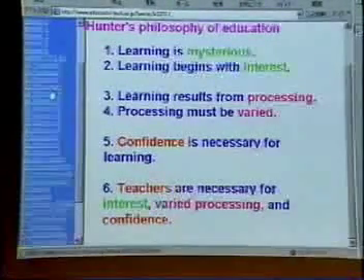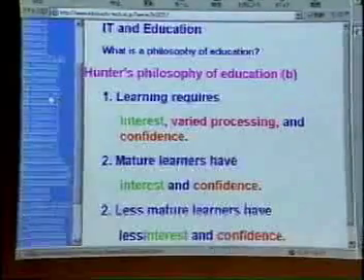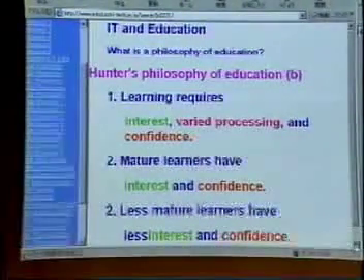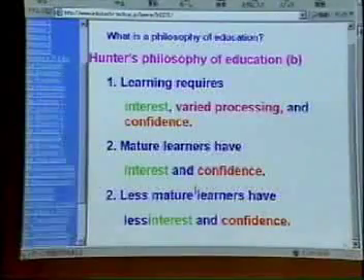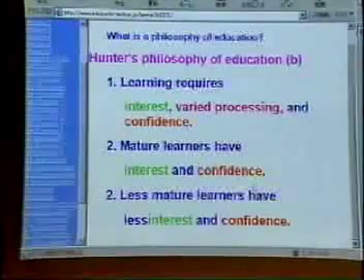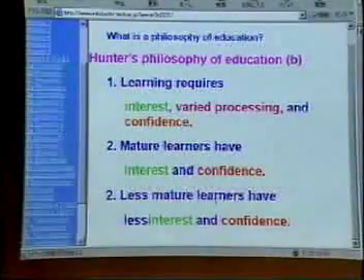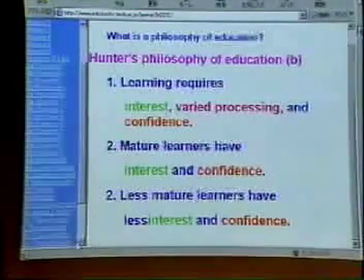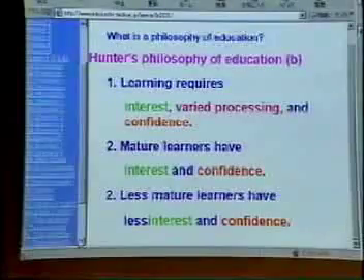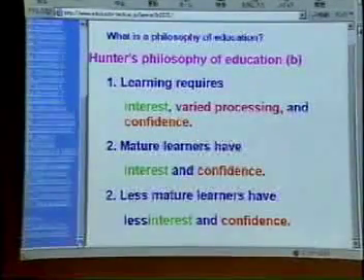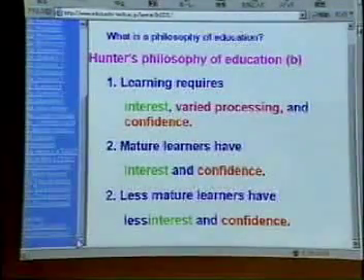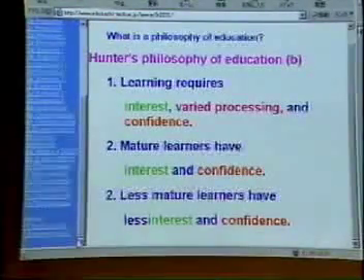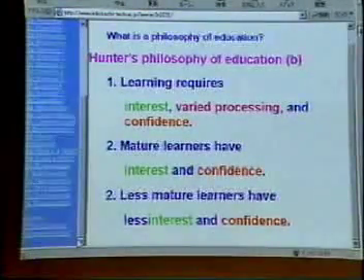Okay. Philosophy Part 2. Learning requires interest, varied processing, and confidence. Mature learners have interest and confidence. Less mature learners have less interest and confidence. Okay. So now you say, so what? Takara doshita. What do I do on Tuesday?